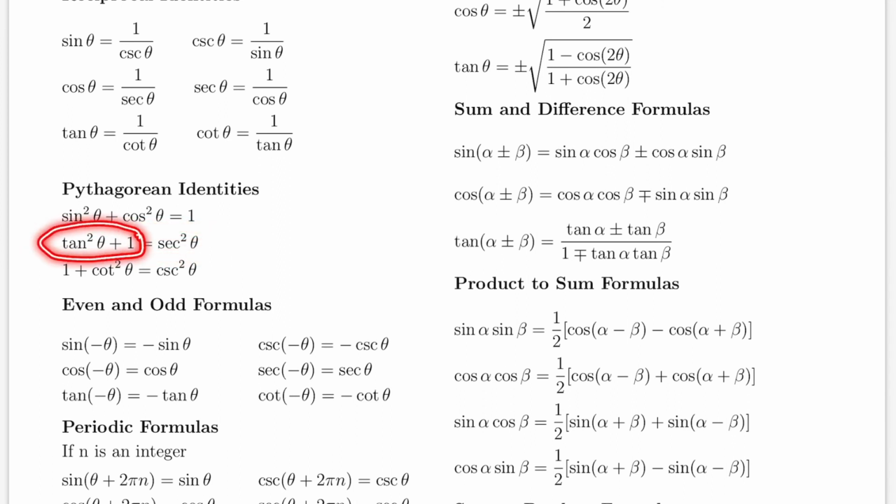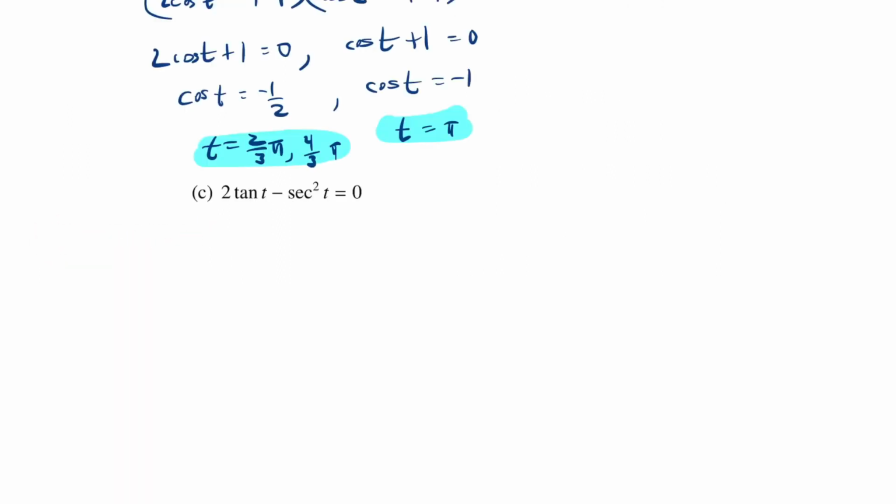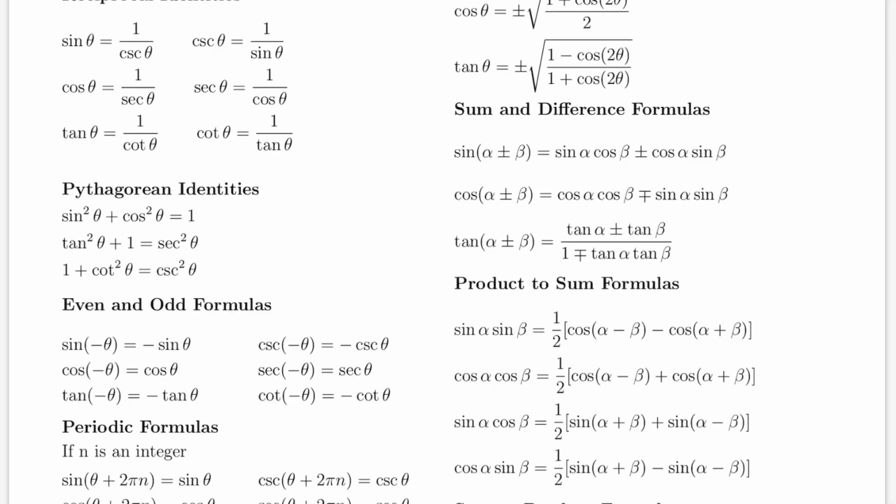You can verify that once again. Secant squared is equal to tangent squared plus 1. So that's what I did here. Now I have to distribute the negative. So if I do that, I'm going to get 2 tangent t minus tangent squared t minus 1 equals 0.